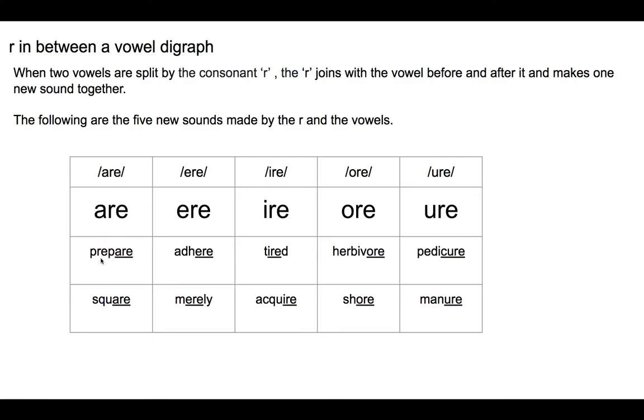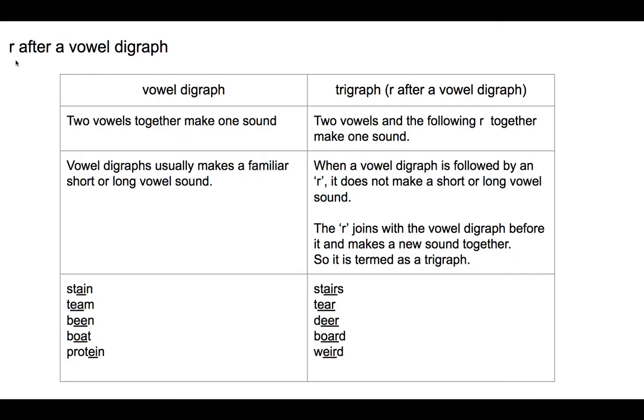So the following are the 5 new sounds made by the R and the vowels. Air: prepare, square. Ear: adhere, merely. Ire: tired, acquire. Or: herbivore, shore. Your: pedicure, manure. Now let us see what happens when R comes after a vowel digraph.